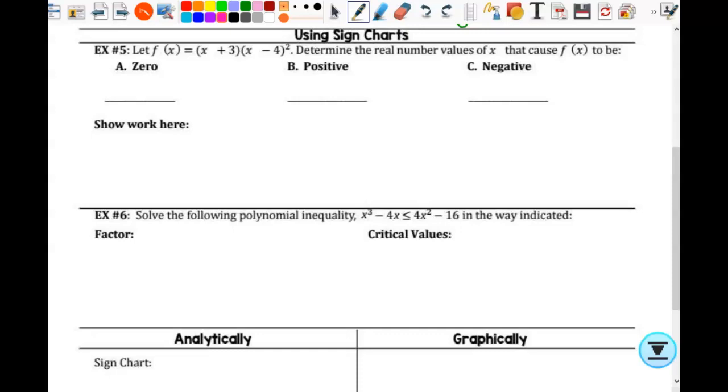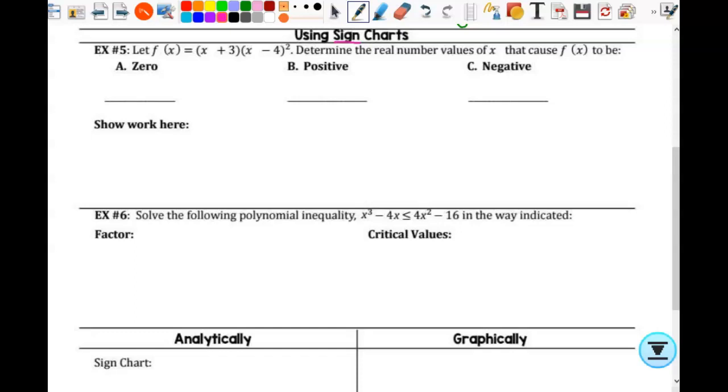So in example 5, it says, let f of x equal this function, determine the real number of values of x that cause f of x to be the following things: 0, positive, and negative. And we're going to do this using sign charts, which will be a totally new concept for you, but we're going to use sign charts a lot, and you use sign charts a lot in calculus. These are very simple, important things for us to be able to do.